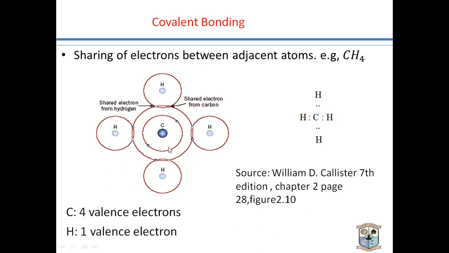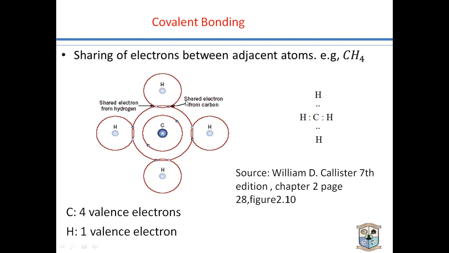So this is CH4, methane. You have your carbon here, and you have your hydrogen on the side. Or much better, even on the diagram on the right. So what do we know about carbon? How many electrons does it have in its outermost shell? It has 4 valence electrons. And hydrogen has 1 valence electron.